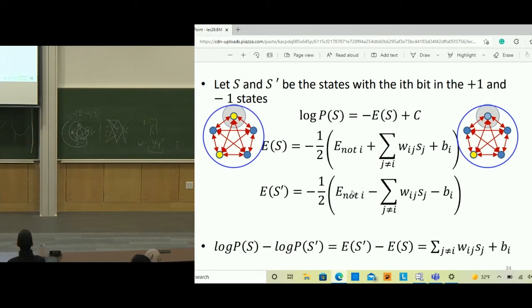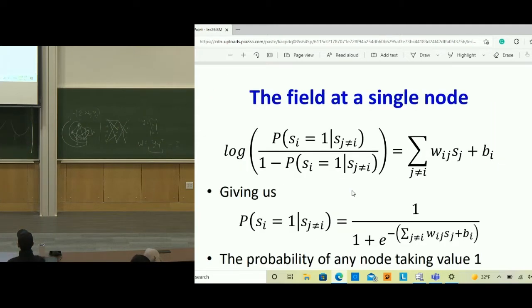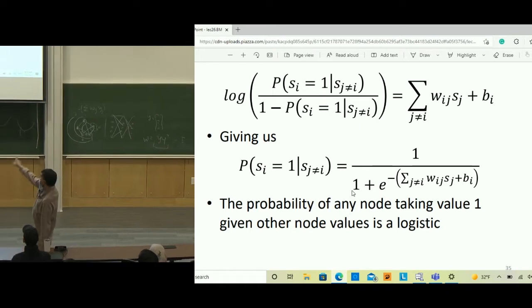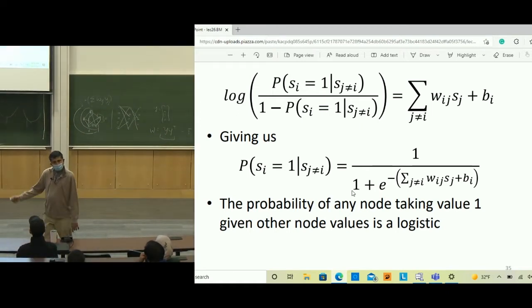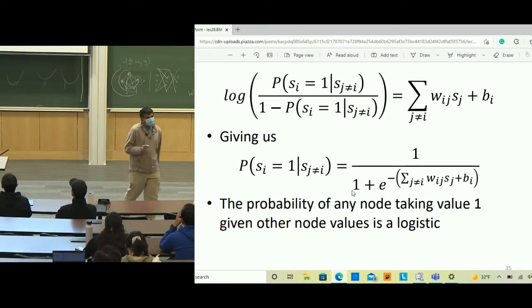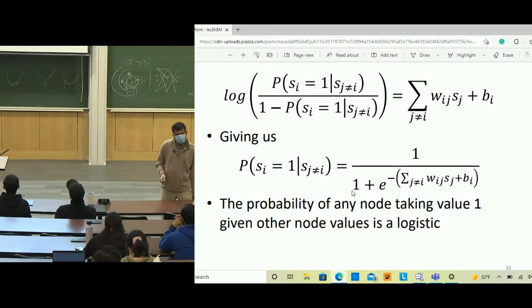So basically, you end up with this interesting thing where the log of the ratio of P of S equals 1 and 1 minus P of S equals 1 is simply the field at that bit. You work out the arithmetic, something interesting happens. I'm just flying through the math because the math is really very simple. You can just take me on faith.